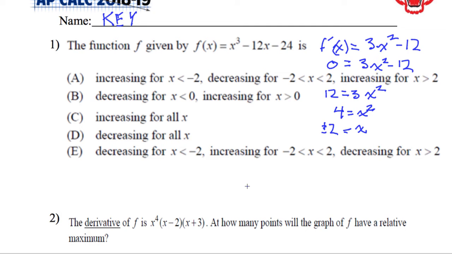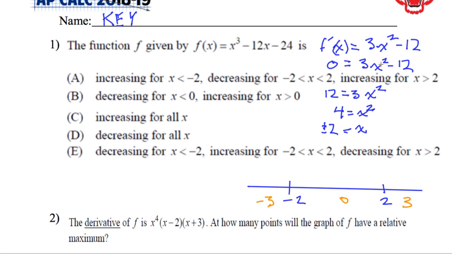So from there, we go ahead and we should have made our x-axis at the very beginning. We have a negative 2 right here. We have a positive 2 right here. And then we need to do our test points. And I'm testing into f prime, not into f, so don't make that mistake. I'm going to test 0, negative 3, and 3.